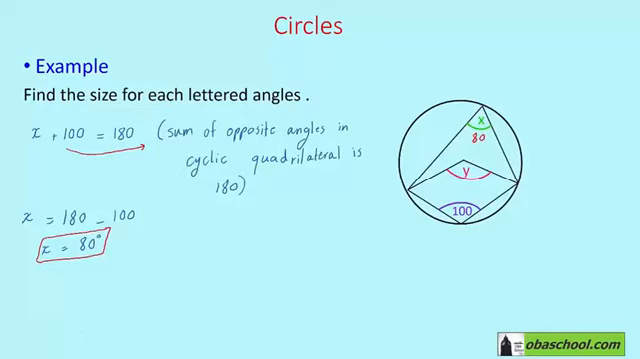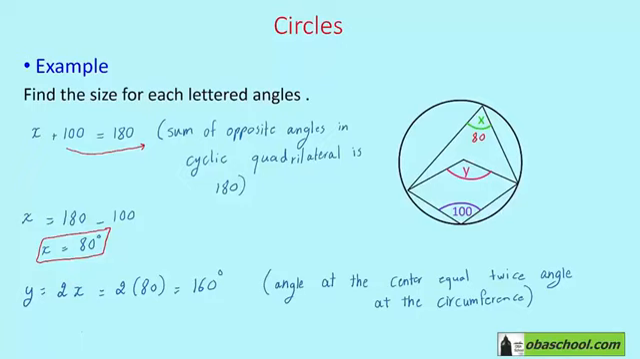So we have found the measurement of angle x, and what is left is finding angle y. To find angle y, we're going to use another theorem that we have learned previously, that y is equal to 2x since they face the same segment at the circle. So it is 2 times 80, which is equal to 160 degrees. That will be the end of this exercise.